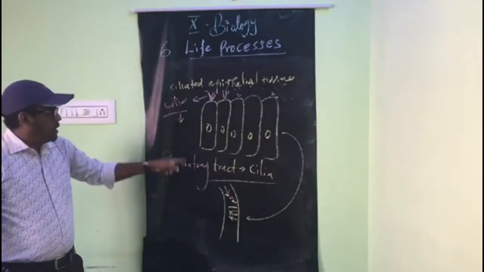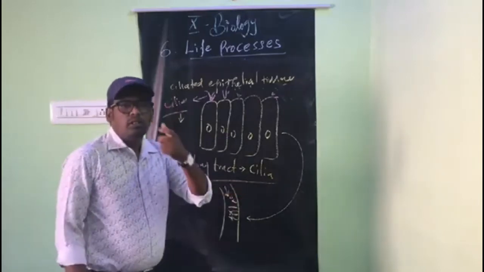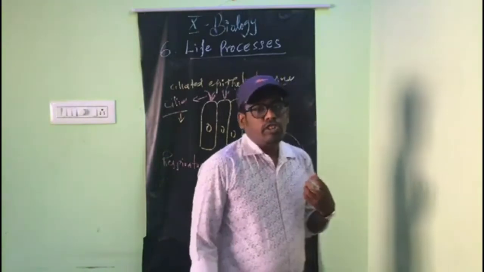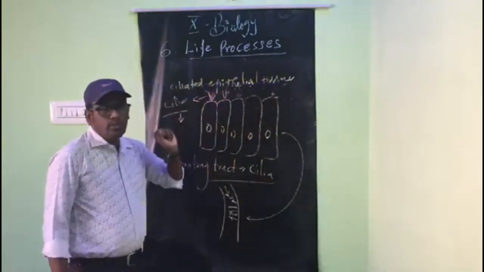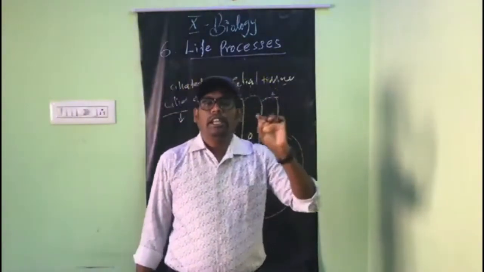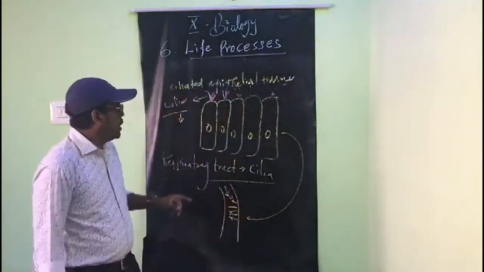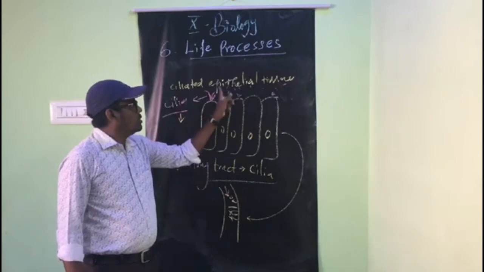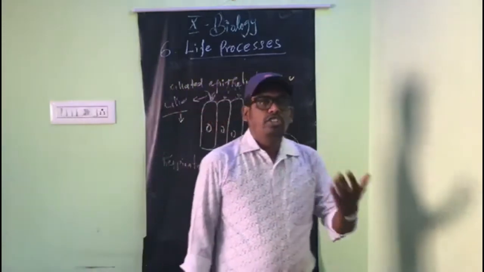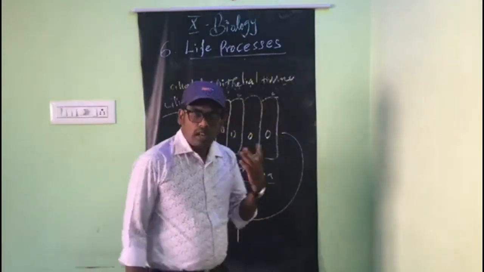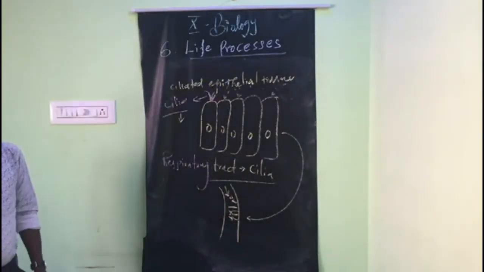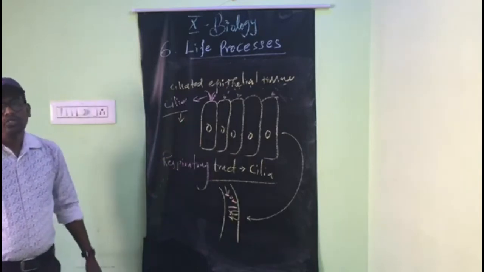Again, there are cilia present in the respiratory tract. The cilia on the epithelial tissue is called the ciliated epithelial tissue. They are responsible for protecting against germs, dust particles, and chemical substances. Those who are smoking, the cilia are destroyed. So dust particles and unwanted things enter the respiratory tract, reach the lungs, and cause lung cancer or any other respiratory problem. So you should not smoke.